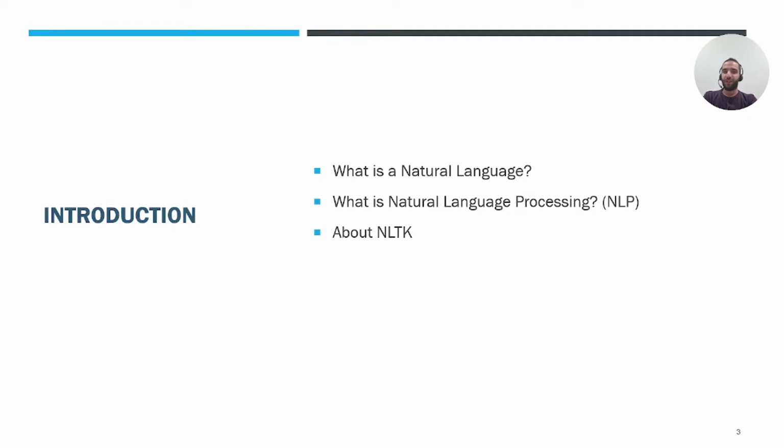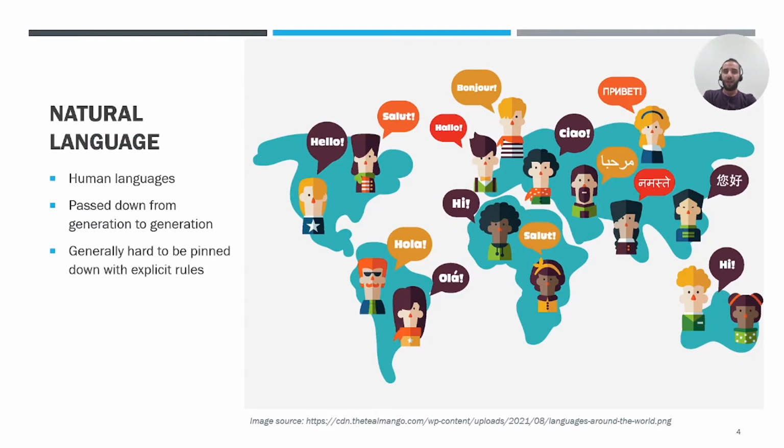So before we start talking about natural language processing, or NLP, first, what is a natural language? So natural languages are simply the human languages which were created under specific circumstances and used in different places, and they were created also at different points in time, which makes it really hard to pin them down with explicit rules, especially as they were passed from generation to generation.